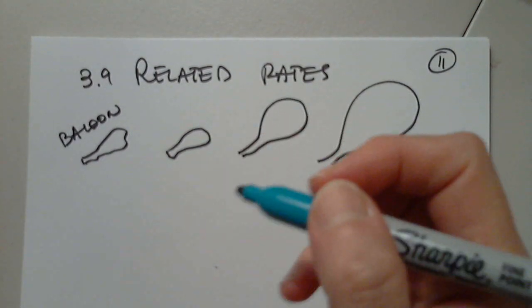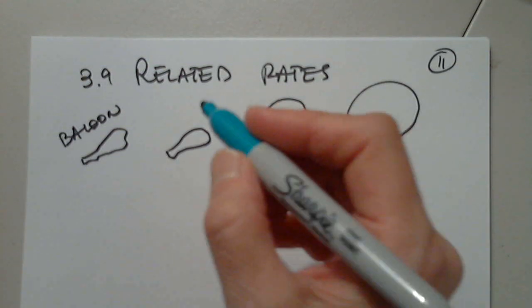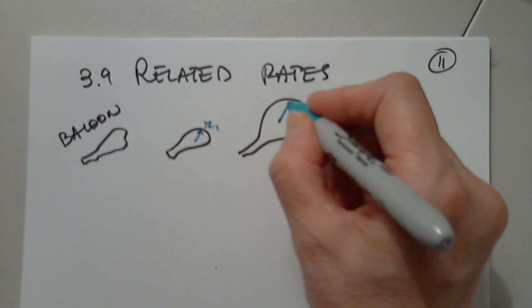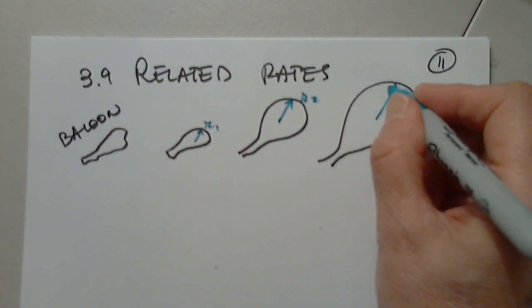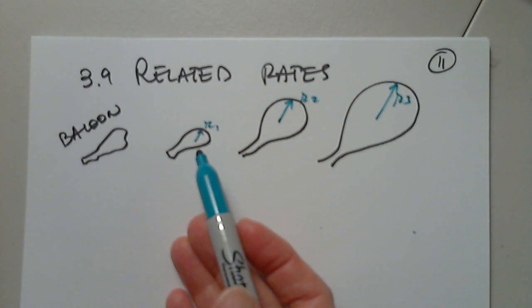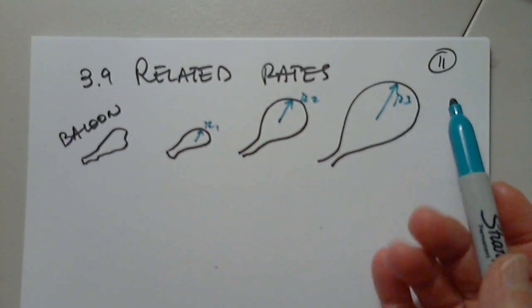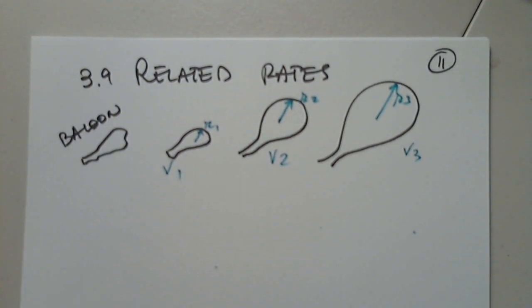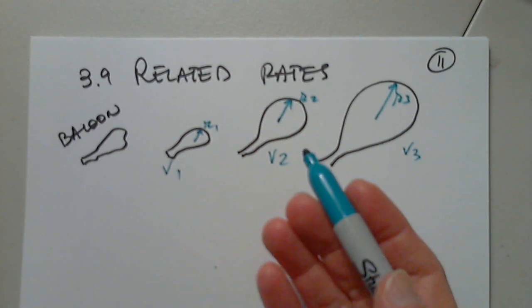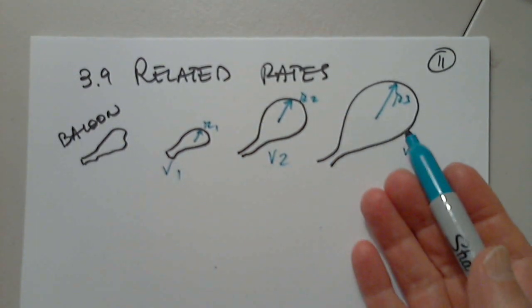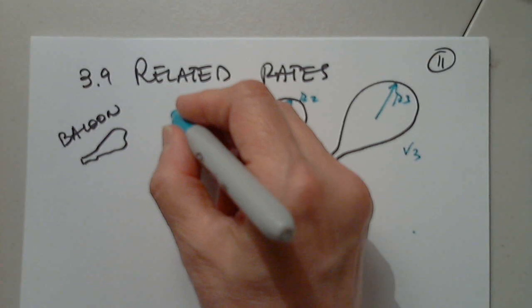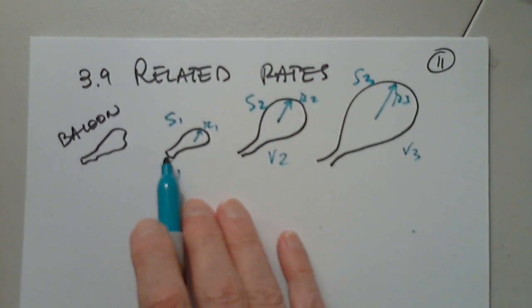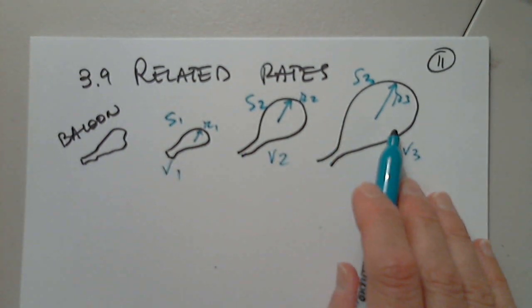So assuming that the balloon is a sphere, this is the radius 1. So here's the radius 2. Here's the radius 3. Obviously, this is bigger and bigger and bigger. Then the volume 1, volume 2, volume 3. Of course, the volume of air here, and this one is bigger and this one is bigger. I'm going to say the surface area. Of course, this is smaller, this is bigger, this is bigger.